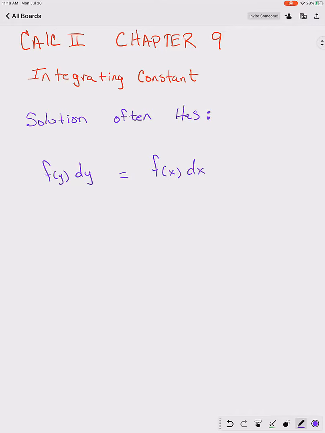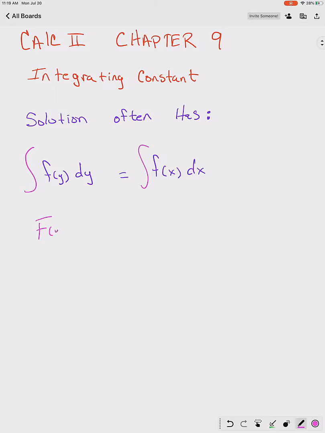Remember that when we find the antiderivative of a function, we have to include an integrating constant, this plus C. Well, in differential equations, we often have more than one plus C. So let me show you sometimes what's going to happen. So often our solution has the situation where on one side of our differential equation we'll be integrating with respect to y, and on the other side we'll be integrating with respect to x. And so what we're going to do then is integrate both sides of this differential equation.